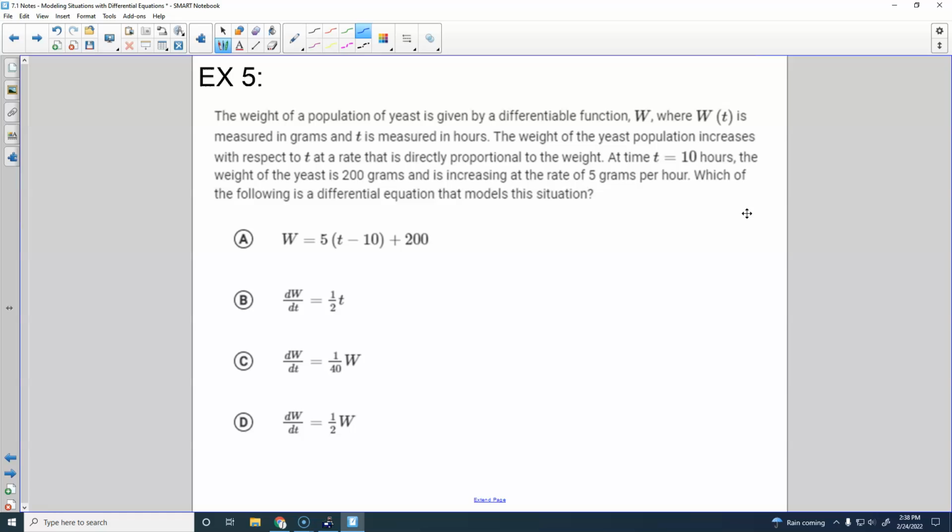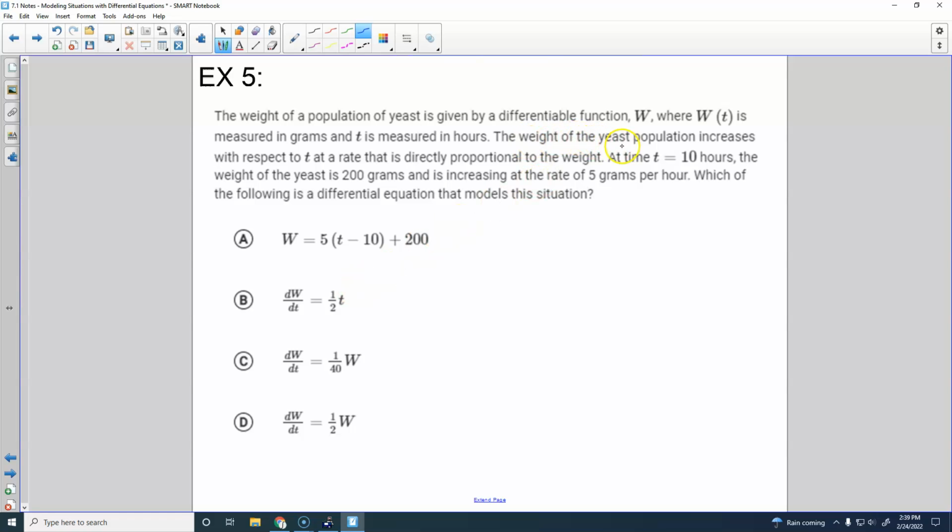So the weight of a population of yeast is given by a differentiable function W, where W of T is measured in grams and T is measured in hours. The weight of the yeast population increases with respect to T at a rate that is directly proportional to the weight. It's weird. At time T equals 10 hours, the weight of the yeast is 200 grams and is increasing at a rate of 5 grams per hour. Which of the following is a differential equation that models the situation? Okay, it's becoming true that all of these end up being C, isn't it? I think it's going to be the case here.